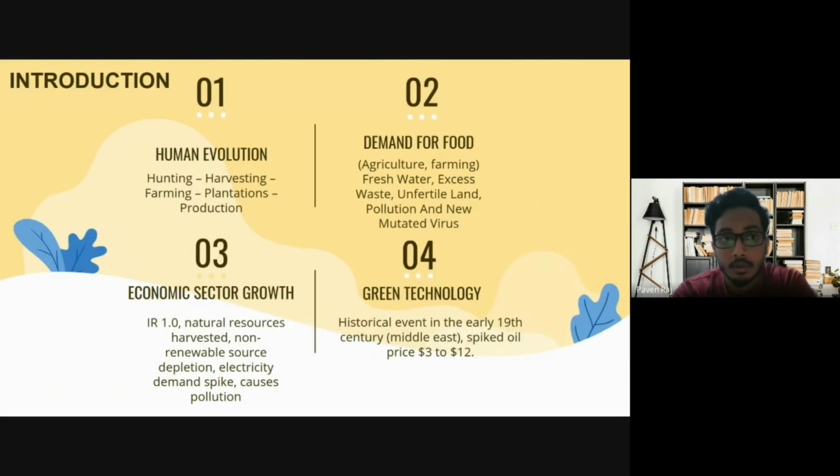So let me tell you something about green technology. Firstly, to understand green technology, we need to understand human evolution. Humans started in hunting and harvesting whatever they could get from Mother Nature, and they have evolved into farming and plantation. In the current technology, they are trying to produce their own food.